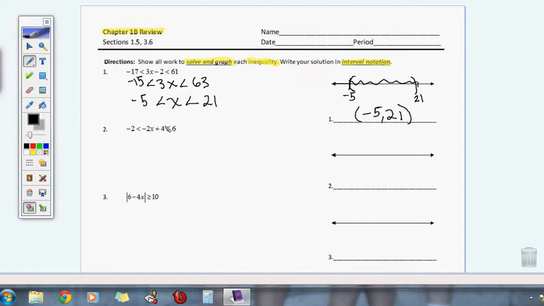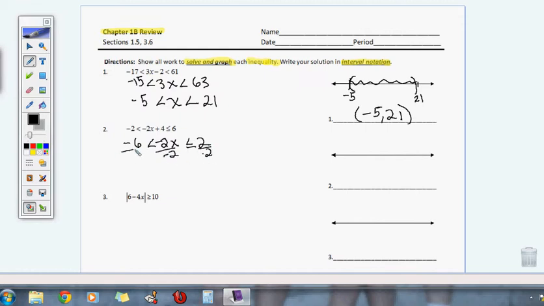Okay, so moving on to the next one, there's a little wrinkle to this one. You can see with the negative 2 coefficient, we're going to subtract 4 from all parts first. So we'll get negative 6 is less than negative 2x, which is less than or equal to 2. And then now I will show this when we divide by negative 2.